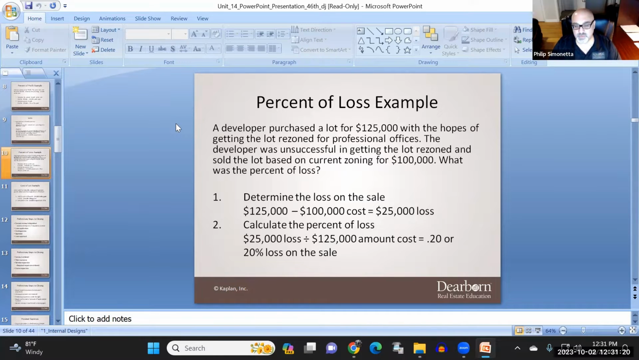So the first thing you have to do is determine the loss of the sale. 125,000 minus 100,000 is a $25,000 loss. You have to calculate the percentage of loss. You take the loss divided by cost, right? So $25,000 loss divided by 125,000 is 0.20. You move the decimal, you get a 20% loss. Okay.